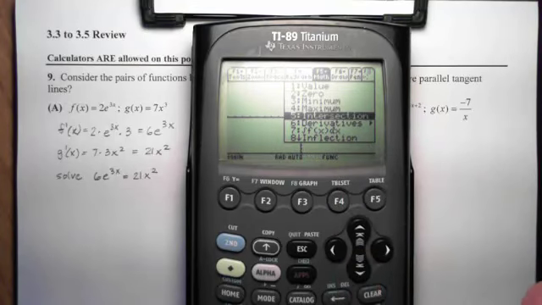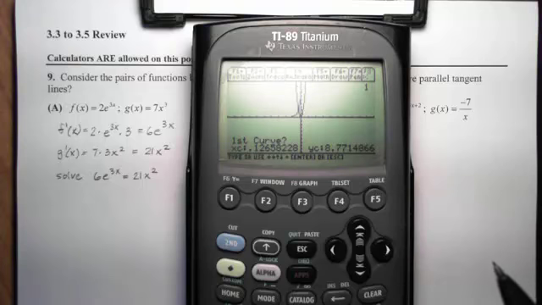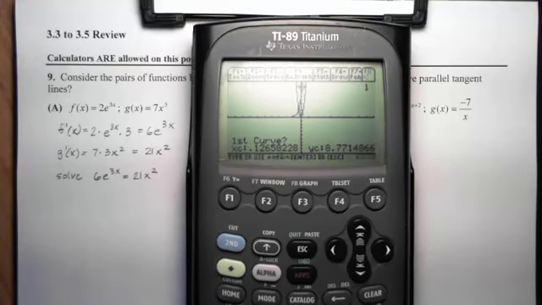So I'll go down to the intersection. Now, just like on your 84s, it's going to ask what curves do you want to have intersect. Since I only have 2 curves graphed, it'll be blinking on my y1, so I can hit enter. Then it'll blink on y2. Those are the 2 that I want to intersect, so I hit enter again.